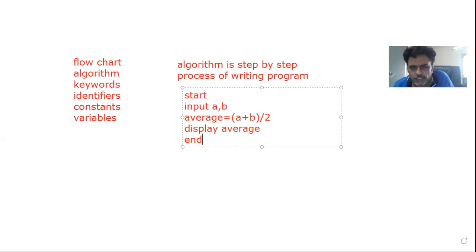So what is the need of writing algorithms? Whenever you want to write any program, first you have to keep in mind what logic you want to write. So first write it line by line. This is called an algorithm. Then you put this algorithm into the form of a flowchart.